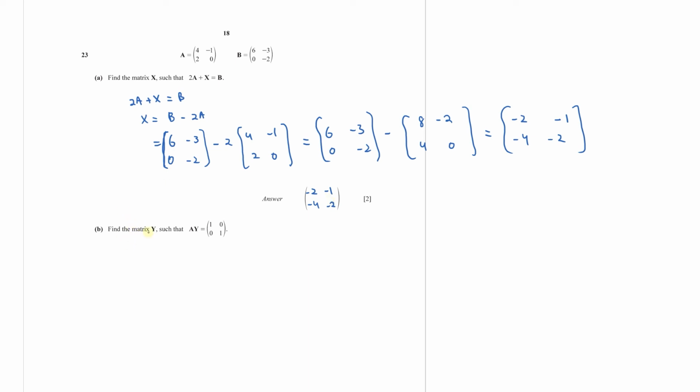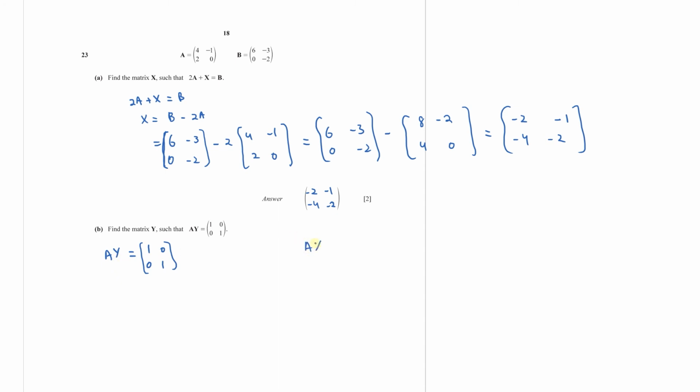Part B is find the matrix Y such that AY equals 1, 0, 0, 1. So you're given that AY is equal to 1, 0, 0, 1, and you know that this is the identity matrix. So if I want to find the value of Y, I can take this A to the other side. But since A is being pre-multiplied by Y, that means it's A times Y. If I take A to the other side, I will write A before this matrix because on this side A is being written before Y.